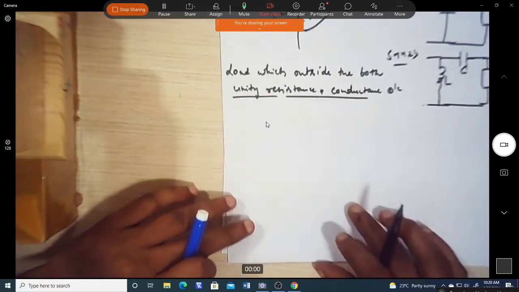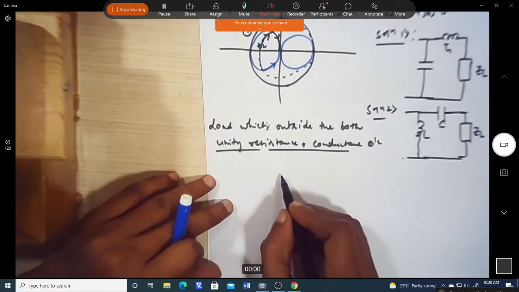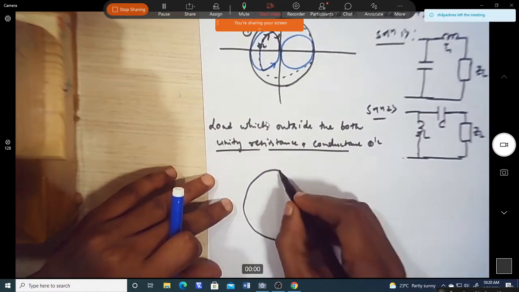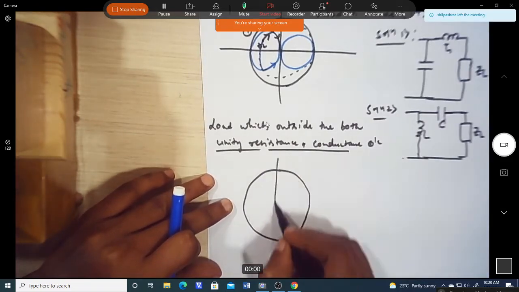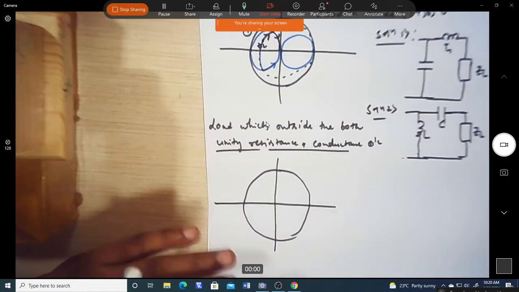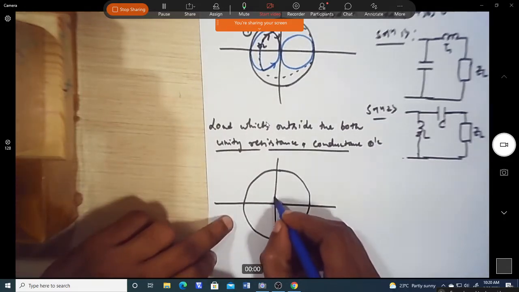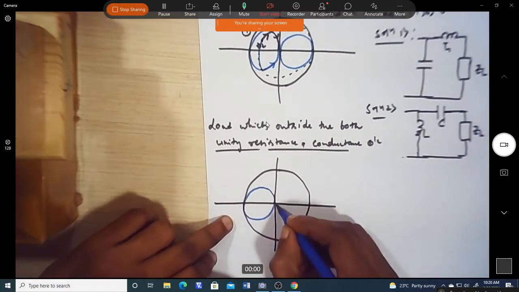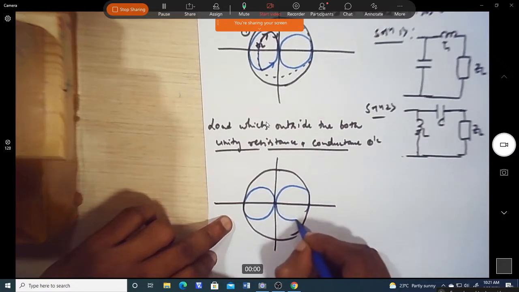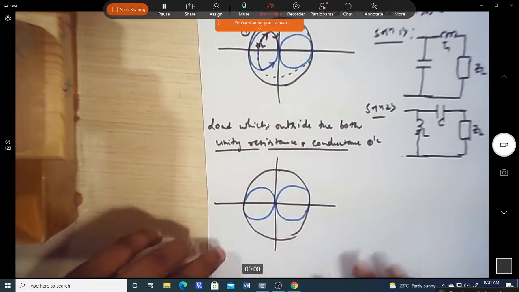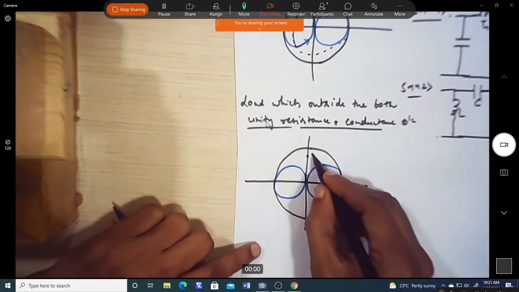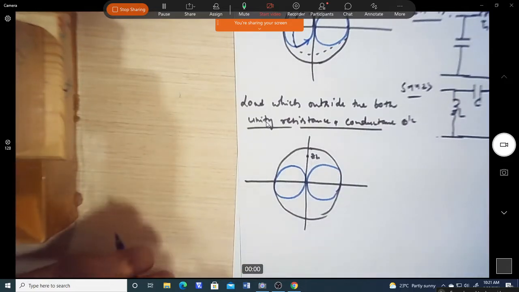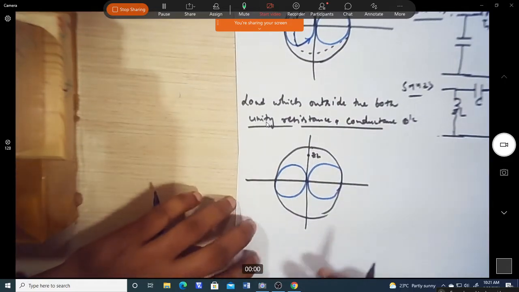So now, how many solutions exist? Let us take the case where the load is located completely outside the unity conductance circle and the unity resistance circle. Let us take a point somewhere here. Now we can see what all the solutions are.